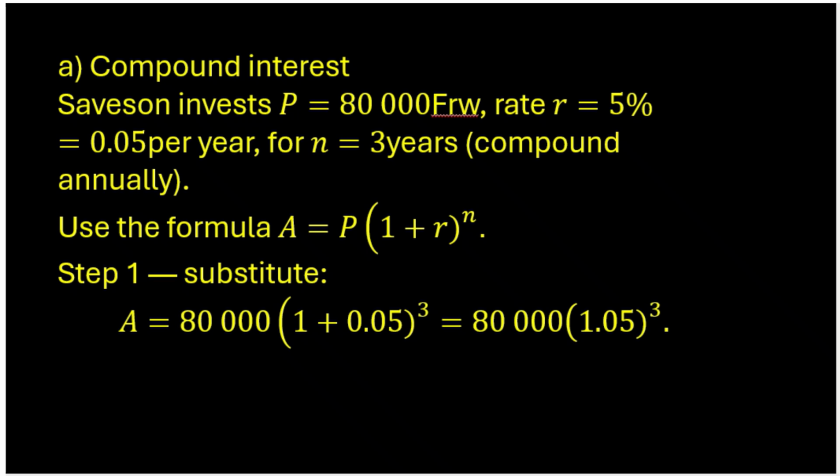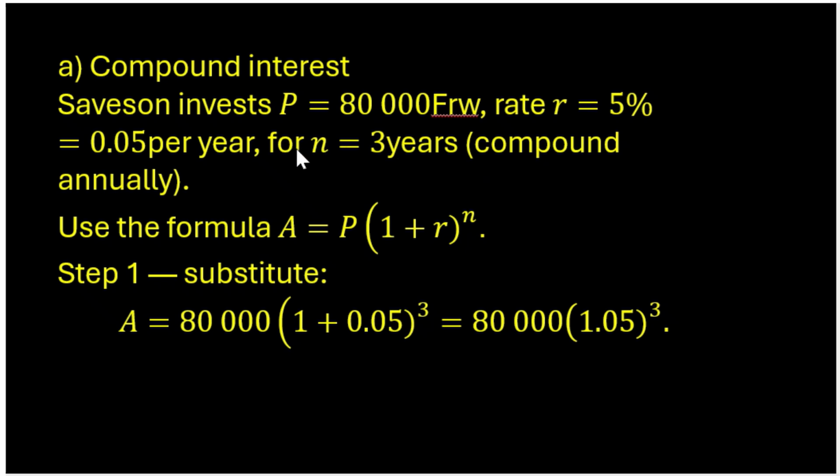Let's continue with the data, or what is given. Sefson invested 800,000, which means it's the principal, and the rate is 5. So we'll be dividing it by 100, so you can get 0.05 per year. And n is the time. It is 3 years.